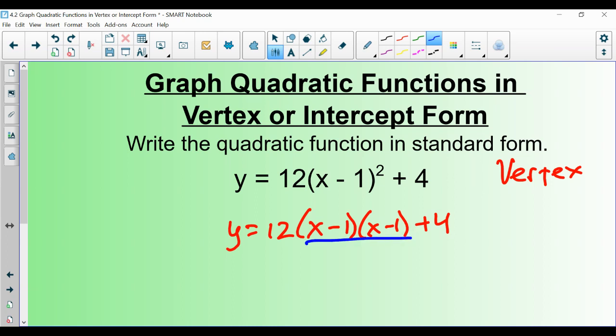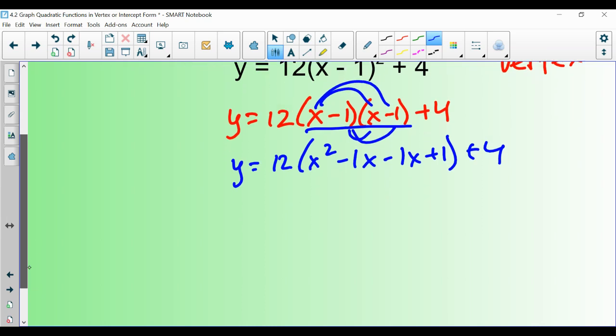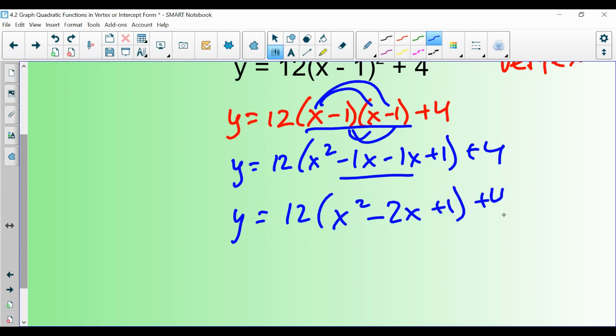Now you FOIL these 2 parentheses. Y equals 12 times x minus 1 times x minus 1. First times first would be x squared. Outside times outside would be minus 1x. Inside times inside would also be minus 1x. And negative 1 times negative 1 would be plus 1. And then we have this plus 4 still. Now we would combine our 2 like terms again. Y equals 12 times x squared minus 2x plus 1 plus 4.